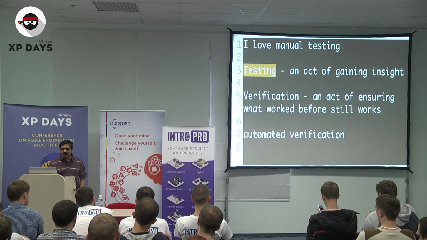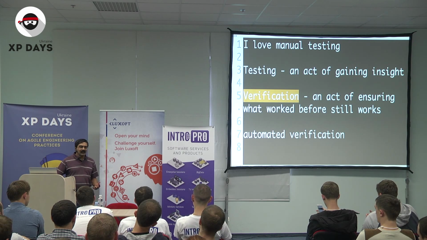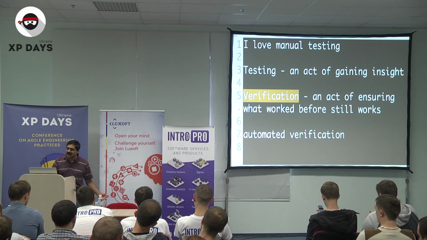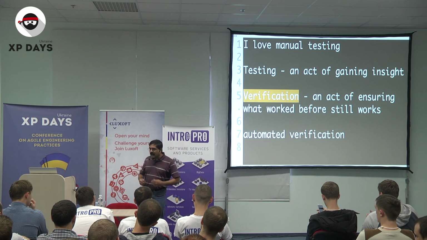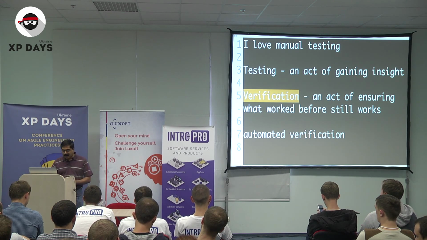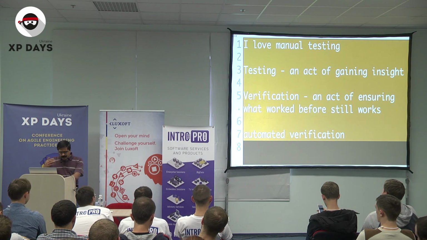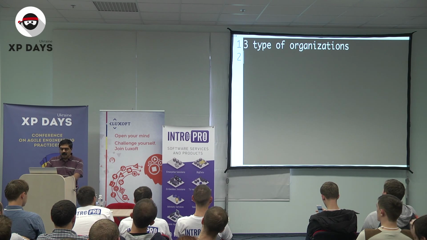But verifying that the code actually worked yesterday, does it work today, is not something a human needs to invest time in. We need automation on it. So we can all agree that we have to automate testing, but then comes the problem as to how do we actually automate the testing? Well, I looked at 3 different organizations. So 3 types of organizations are out there in terms of how they adapt to this particular idea.